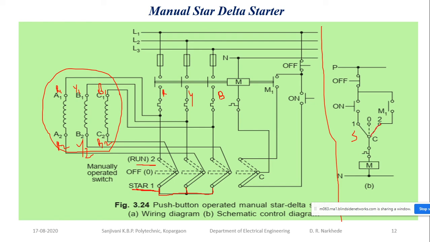When he is switching from 1 to 2, this should be very fast. Why should it be very fast? If you are slow sometimes, then the supply is going to be disconnected over here, and when the supply is disconnected, this contactor may get de-energized. So this requires a very skilled worker. And when switched to delta, this contactor remains energized through the auxiliary contact of this contactor. M1 is the auxiliary contact of the contactor over here.